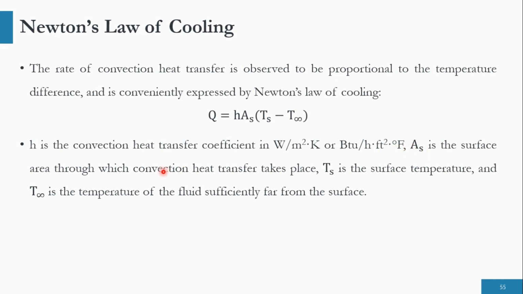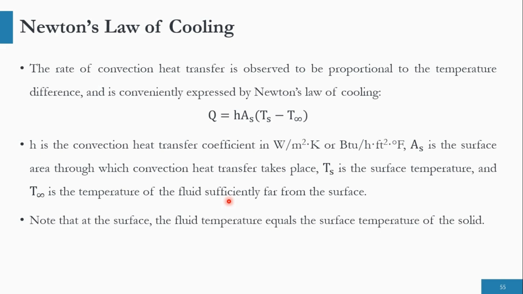As is the surface area through which the convective heat transfer takes place. Ts is the surface temperature, and T∞ is the temperature of the fluid which is sufficiently far away from the surface. Again, this is the temperature of one surface, the temperature of the other surface, and between these two surfaces the heat transfer takes place. Note that at the surface, the fluid temperature equals the surface temperature of the solid. So this is the overall description of Newton's law of cooling.